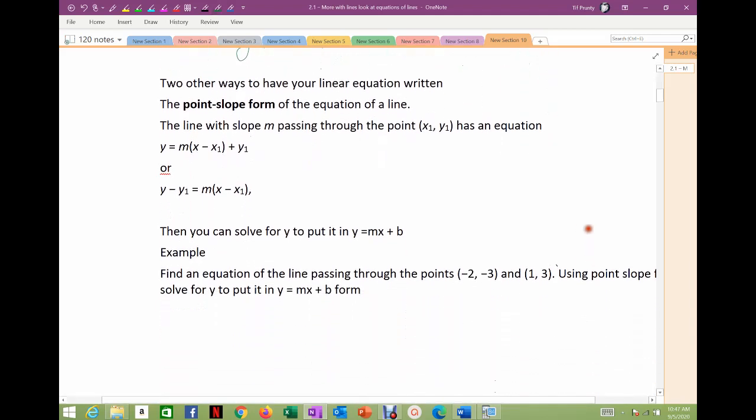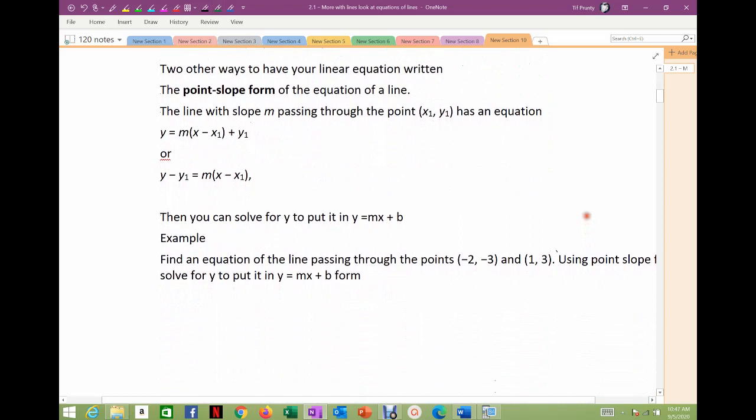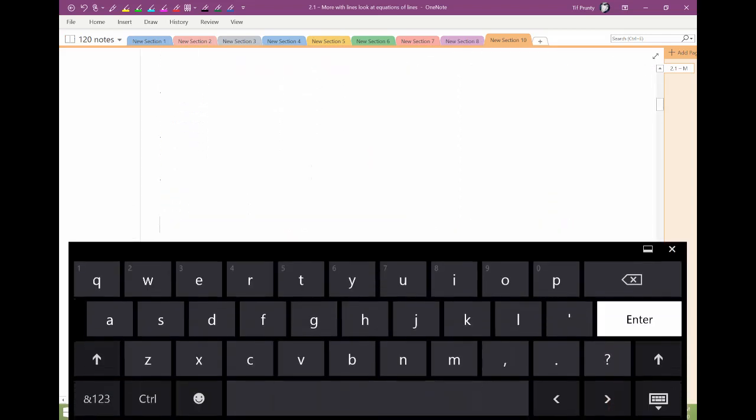There are two other ways you can write a line, two other ways we can write a linear equation. The first one we're going to look at is what's called the point-slope equation.